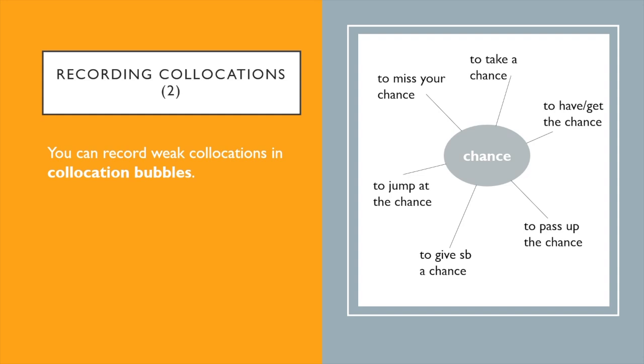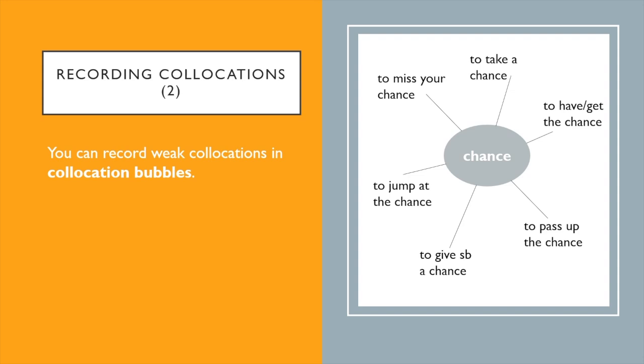For strong collocations, we use a collocation fork. However, when we are recording weak collocations, it's better to use a collocation bubble simply because you can record more examples. So in this case, we've got a collocation bubble with the noun chance. There are many collocations with chance in English, so these are just some examples. To take a chance, to have or get the chance, to pass up the chance, to give someone a chance, to jump at the chance, or to miss your chance.